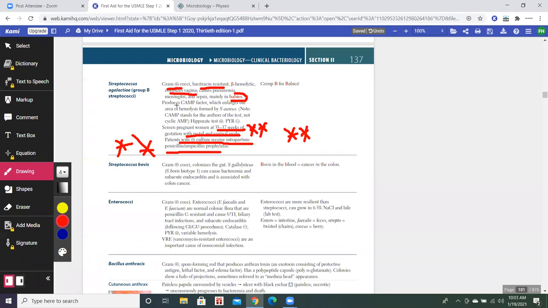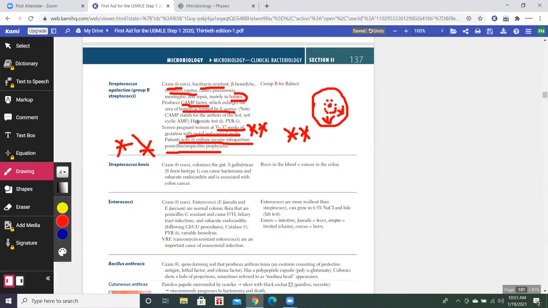Next, Streptococcus agalactiae will produce a CAMP factor. Do not confuse this with cAMP. This factor is known as CAMP factor, which enlarges the area of hemolysis formed by Staph aureus. We know that Staph aureus is also beta hemolytic. So if you have Staph aureus over here, and there's an area of hemolysis around Staph aureus, when you add Streptococcus agalactiae, this area of hemolysis will increase. This is known as CAMP factor.